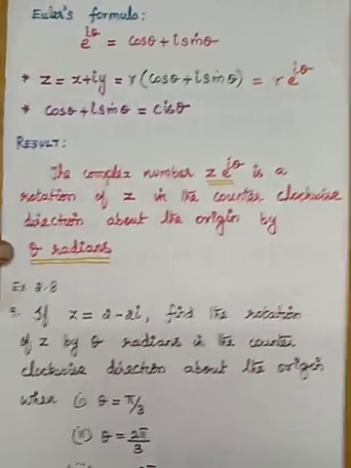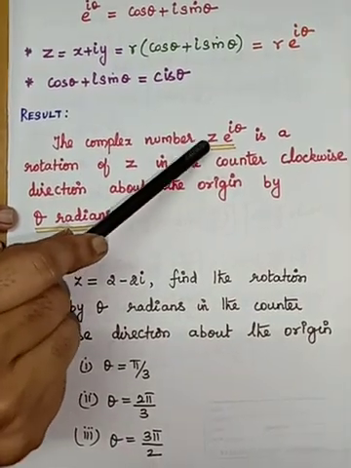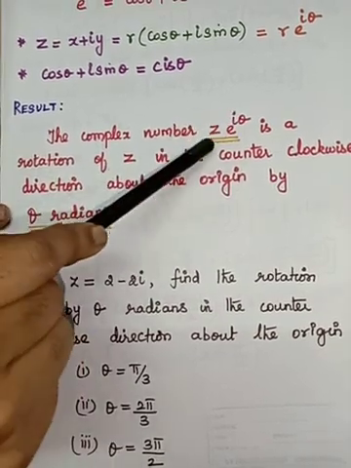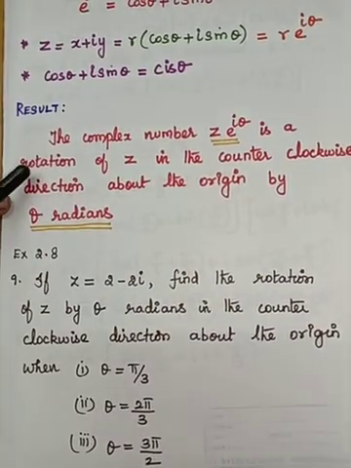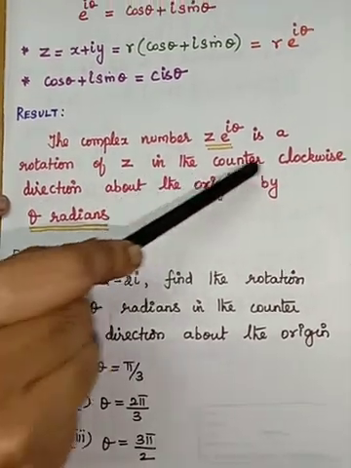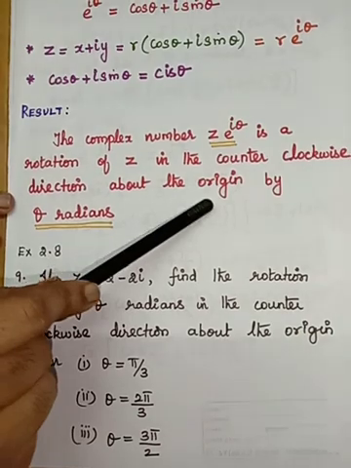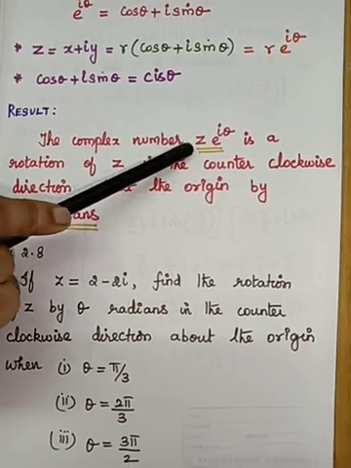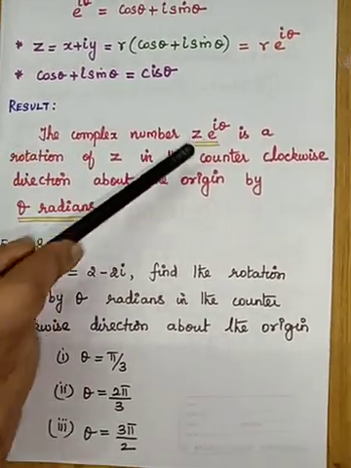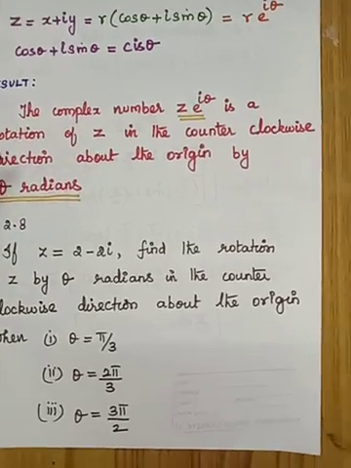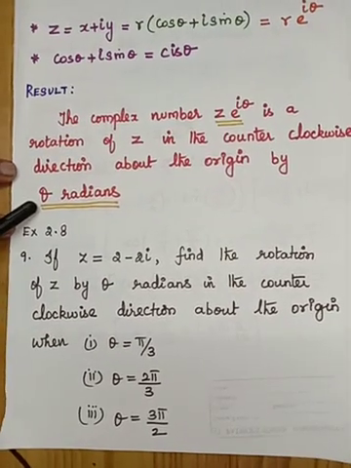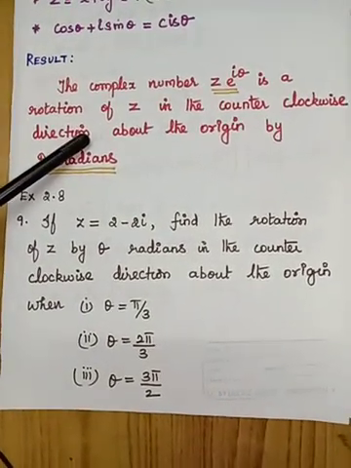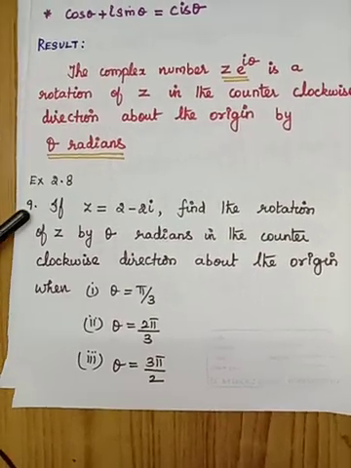Okay, so see the next result. The complex number Z is a complex number. When it is multiplied with e power i theta, what will happen to this complex number is nothing but the rotation of Z in the counterclockwise direction about the origin by theta radians. So the complex number Z, when it is multiplied with e power i theta, we are rotating the complex number in the counterclockwise direction by the angle theta radians. Using this result, we are going to do the problem exercise 2.8, that is the 9th problem.